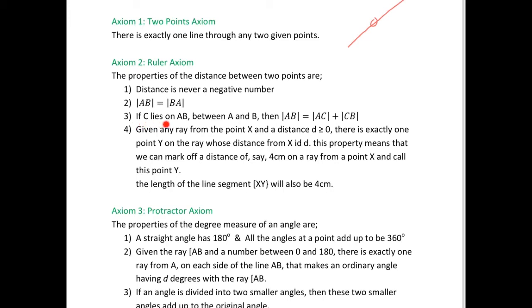If the point C lies on the line AB between A and B, then the distance from A to B can be split up into the distance of A to C plus the distance from C to B. So that means if we have a straight line AB, and we draw in a point C, then the distance from A to B can be split up into the sum of these two smaller distances, AC plus the distance CB.